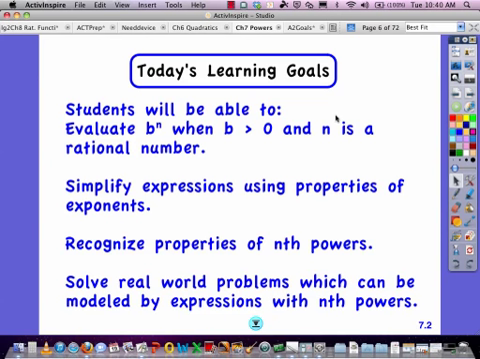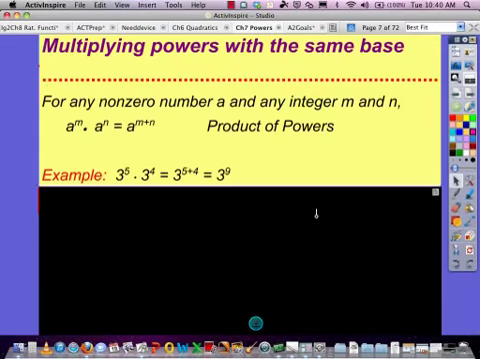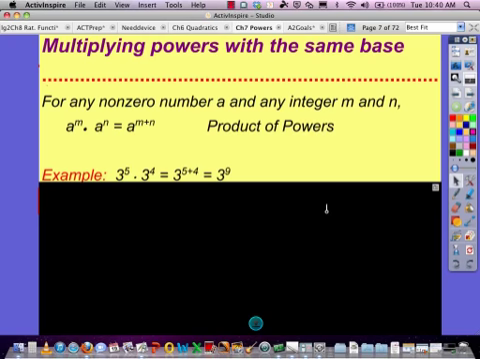So let's start and look at a couple of the properties. So knowing that, here is your first one. If we multiply powers with the same base, okay, so powers multiplied together, like bases. For any non-zero number a and any integer m and n, we would have the product of power rule. So notice, you have to have like bases, and if the bases are alike, a and a, we will just add the exponent as a shortcut.